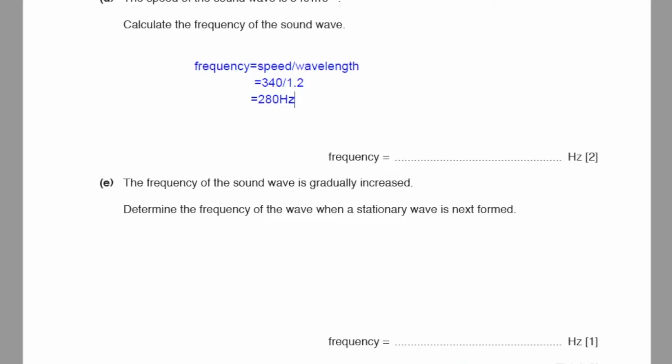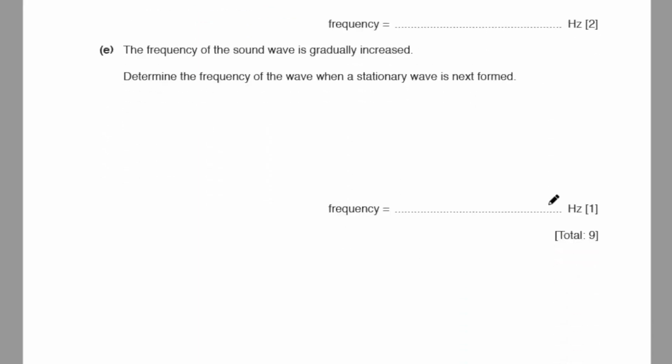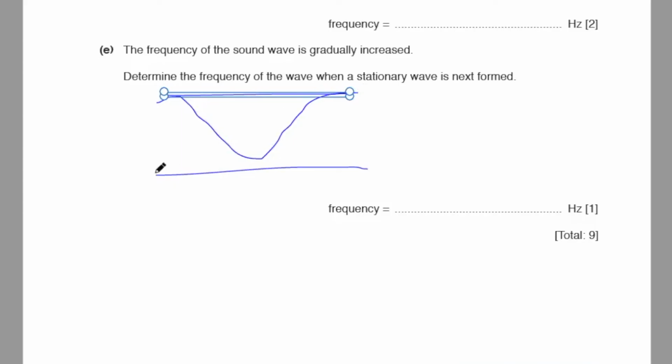Part E, the frequency of the sound wave is gradually increased. Determine the frequency of the wave when a stationary wave is next formed. So our frequency is increasing, which means the next possible stationary wave is going to look like this, with 2 nodes and 3 antinodes. These two are nodes, and on top these are antinodes.